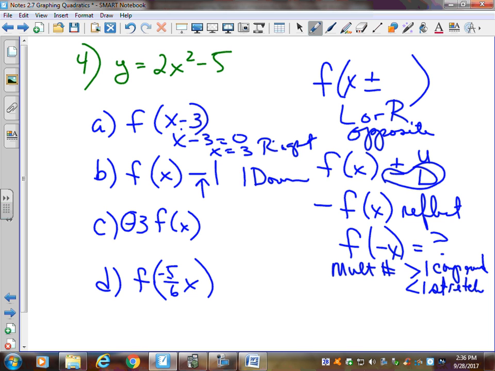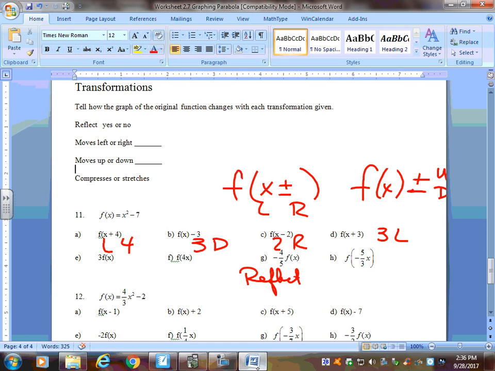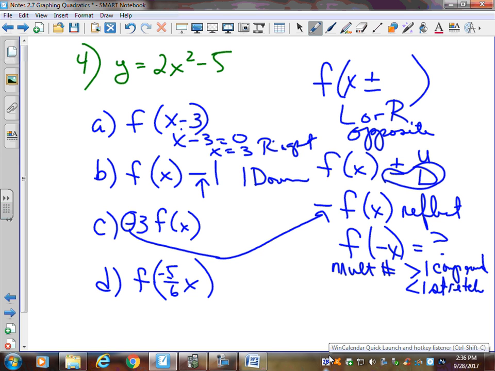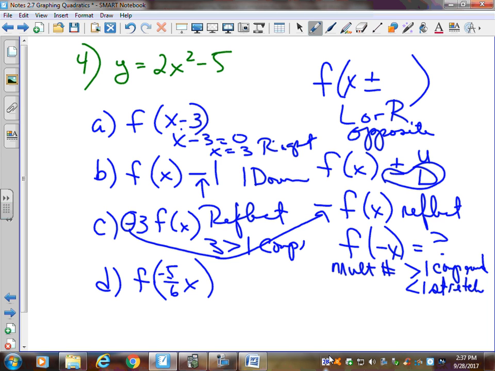Here is negative on the outside. Negative on the outside says, whoop, drew it to the wrong spot. Negative on the outside says reflect. The 3 itself does something different. 3 by itself is greater than 1. Since 3 is greater than 1, it compresses. This one, 5 sixths, without the negative on it, is less than 1. So it stretches.